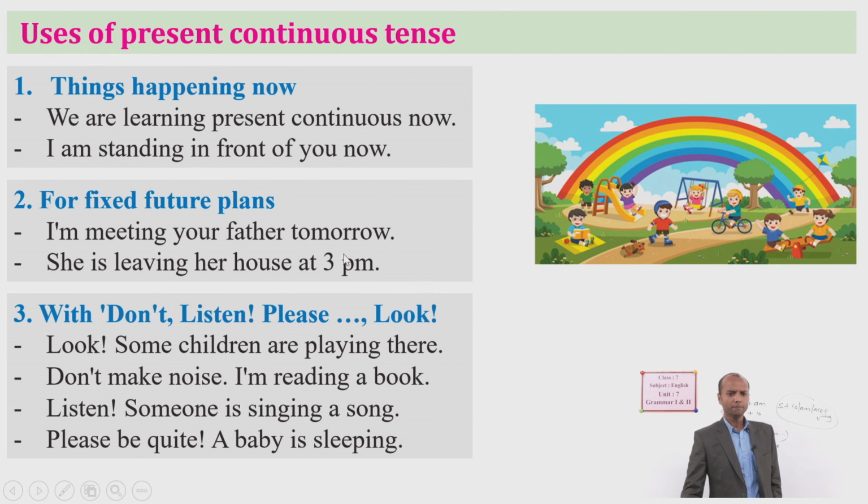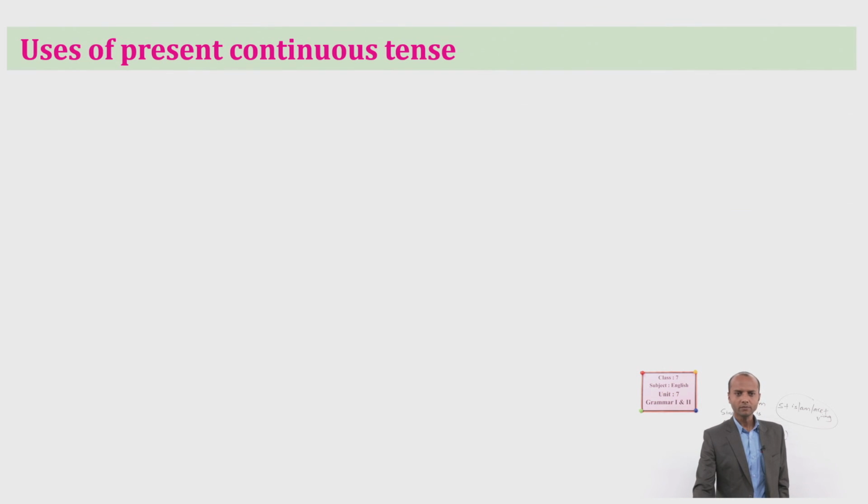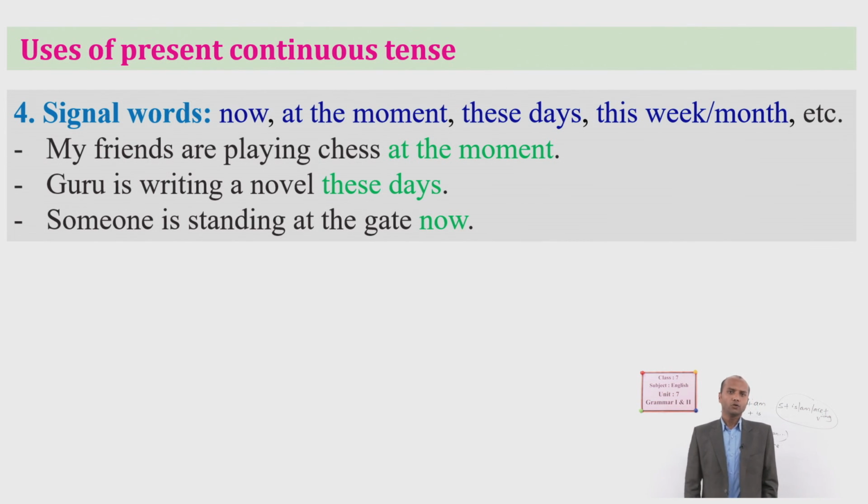Okay, so with constructions like that start with don't, listen, please, look, etc. For example, look, some children are playing there. You can see some children playing in this park. Okay, don't make a noise because I'm reading a book. Listen, someone is singing a song. Okay, and finally, please be quiet. Why? A baby is sleeping there. Clear?